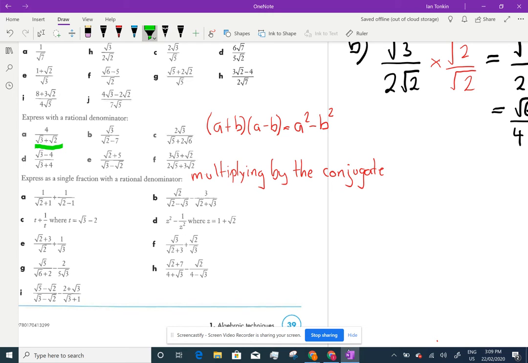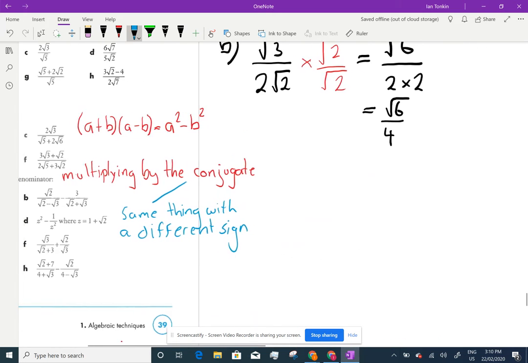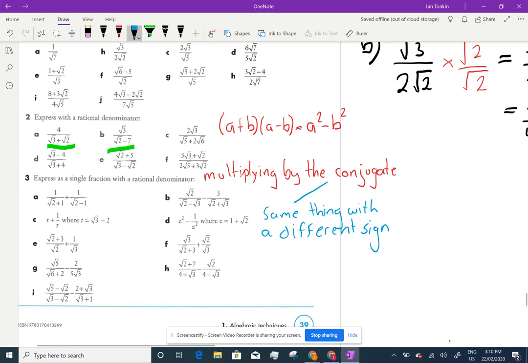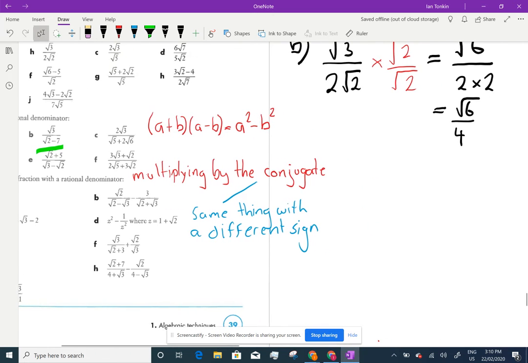Well, look at this next one. It's root 2 minus 7. But that doesn't matter because the conjugate will just be the same thing with a different sign. The conjugate is just the same thing with a different sign in the middle. And if you remember that, you're going to be fine. So let's jump into these. So we'll do the first two and then I'll do F. And you can try the ones in between.